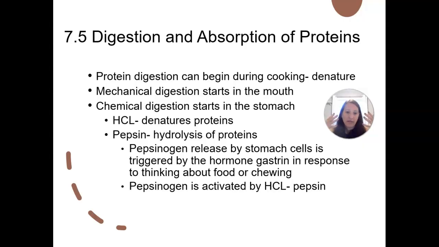And then inside the mouth, of course, you have mastication, chewing. That's mechanical digestion. You're breaking up that food that's rich in proteins. But chemical digestion doesn't actually start in the mouth. Instead, it starts in the stomach. That's a little bit different than what we've seen for both carbohydrates and fats, which start in the mouth. So again, chemical digestion of protein starts in the stomach.